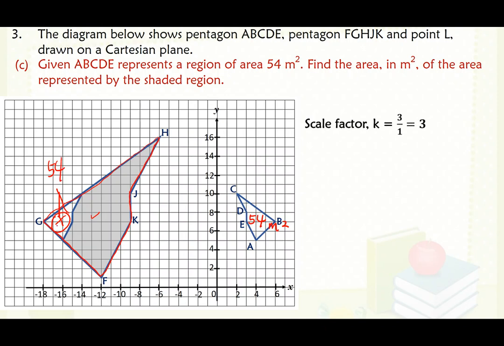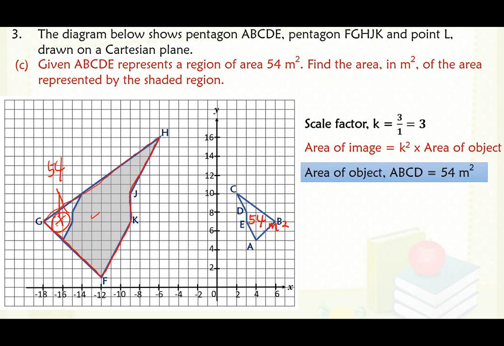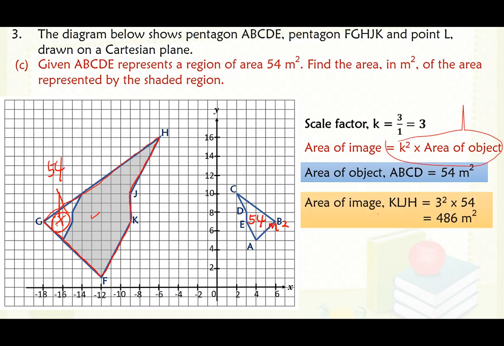So, scale factor is 3 from the question B. Scale factor is 3. The area of image is equal to k square times area of object. I have the area of object. 我已经有 object 的 area 了。So I want to find the area of the image using this formula. So your area of image is k square times area of object become 9 times 54.